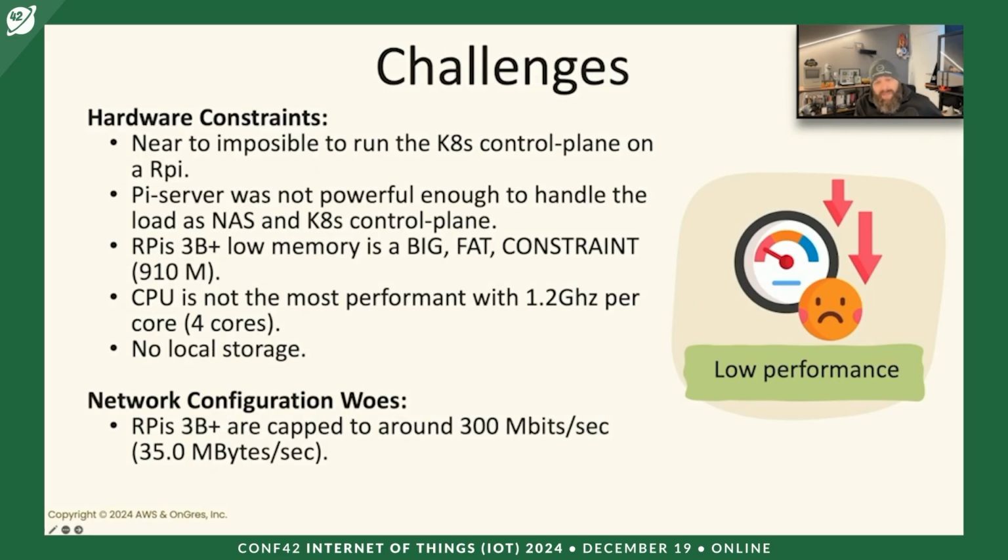Challenges. Let's look at the challenges we had here. So we had hardware constraints. Running a Kubernetes control plane on a 3B Plus is nearly impossible because of the limited memory, we have 910 megs, and an underpowered CPU. We're running on 1.2 gigahertz with 4 cores. The Pi server intended to handle both NAS and Kubernetes stacks lacks the capacity to manage the load effectively. Additionally, the lack of local storage further restricts operations, making resource management a significant challenge.